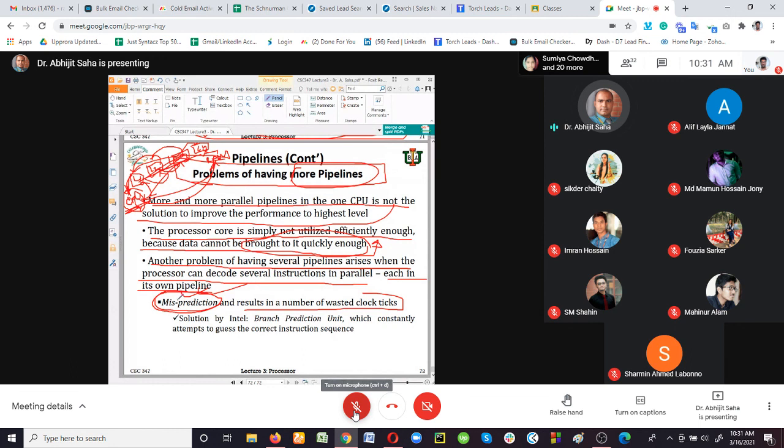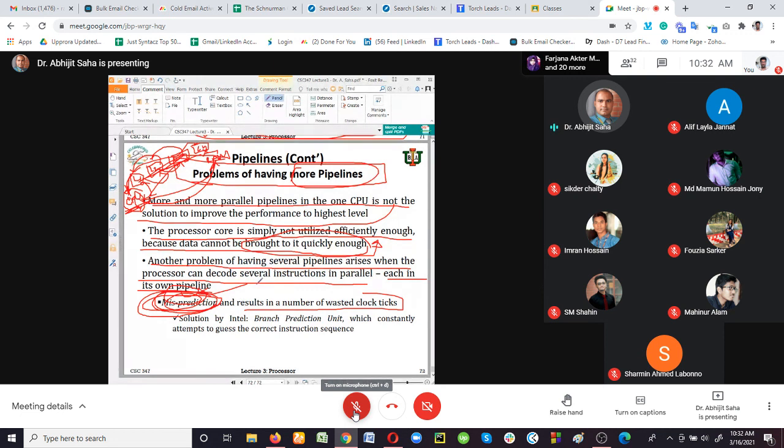Anyway, this misprediction is going to happen. If the misprediction is going to happen, that is a different example. Do not get confused between the pipeline we are discussing here and the outside example I have given. This is completely different.